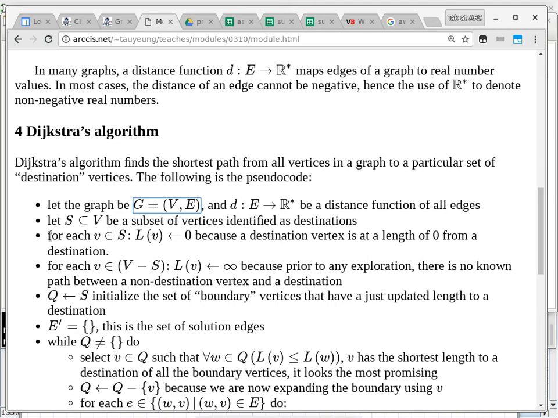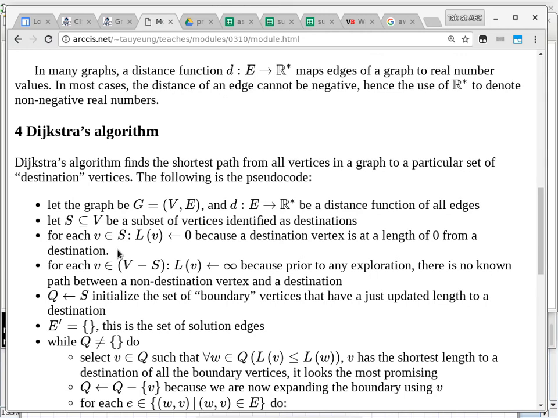So this is actual code. It's initialization. For each vertex that is in the set of the destinations, we are going to assign a 0 to L of V. L is the length, which is basically, cumulatively speaking, the summation of the distance of all the edges to go from one vertex to another vertex. Is that okay? But it is more specific because it is the length of the path to go to a particular destination.